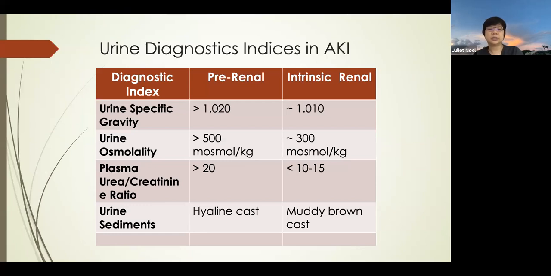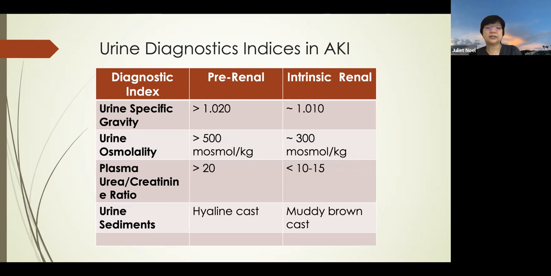In intrinsic renal, usually you would have 1.010. Urine osmolality, you have higher urine osmolality in pre-renal because the kidney would try to reabsorb water. So you have a more concentrated urine. So the urine specific gravity and urine osmolality simply say you have a very concentrated urine for pre-renal. And for intrinsic, since the tubules are damaged, the urine cannot be concentrated.